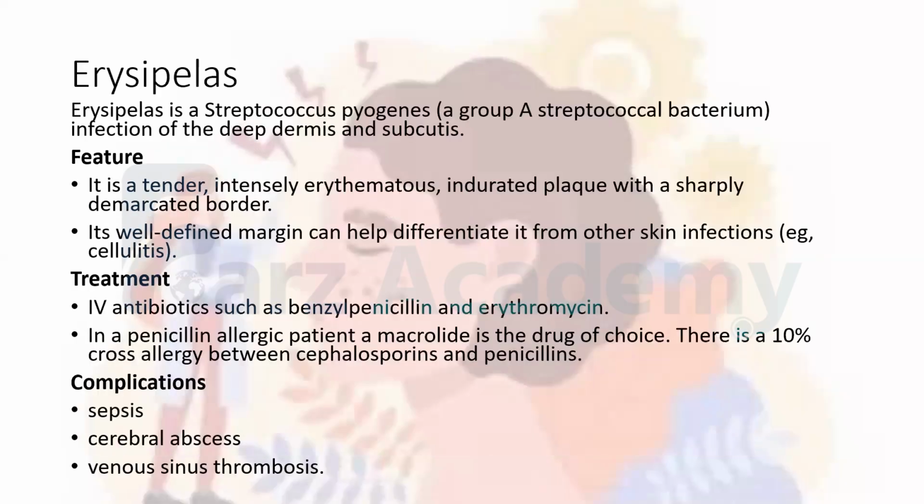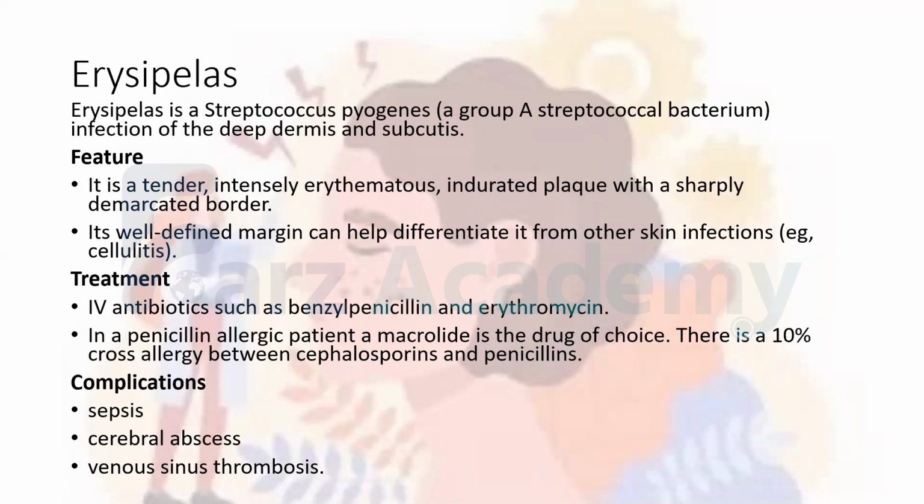So the next condition is erysipelas. Erysipelas is a Streptococcus pyogenes infection of the deep dermis and the subcutaneous tissue, most commonly caused by group A Streptococcus. Features: it is usually a tender, intensely erythematous, indurated plaque with a sharply demarcated border. It has a well-defined margin, which can help differentiate it from other skin conditions like cellulitis.